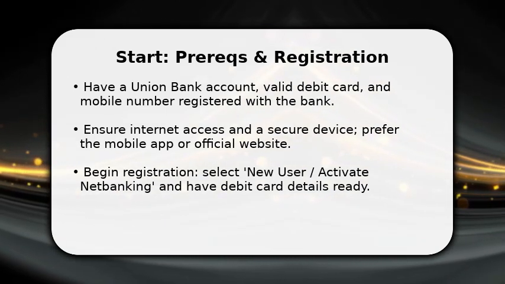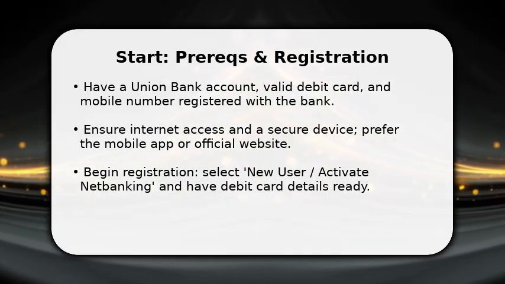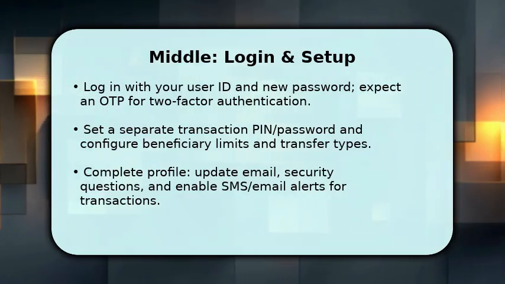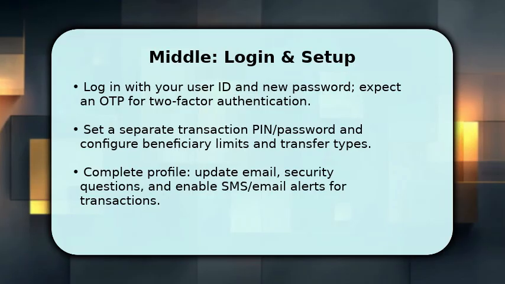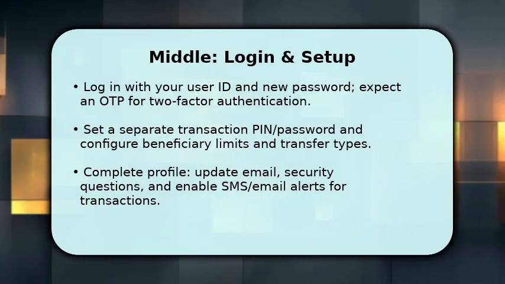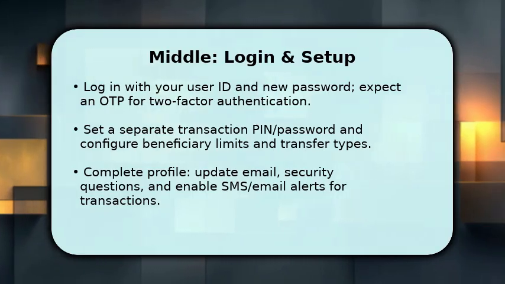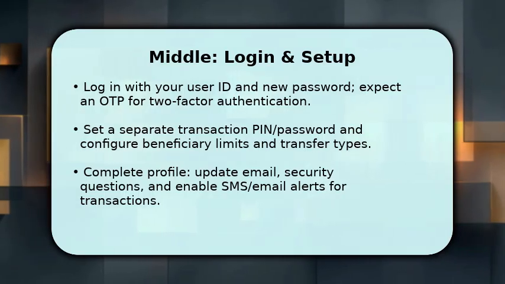After activation, log in with your user ID and password. The system sends a one-time password to verify you. Once authenticated, immediately set a transaction PIN or password distinct from your login to authorize transfers. This prevents unauthorized payments. Add beneficiary accounts by entering IFSC and account number, then complete confirmation via OTP.